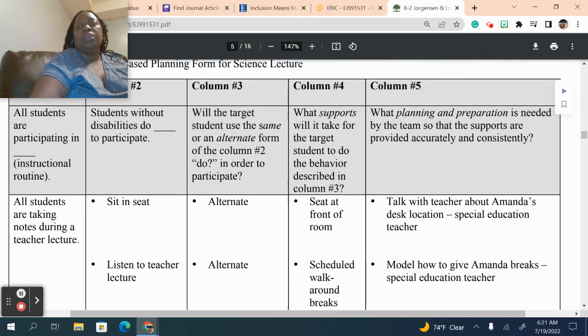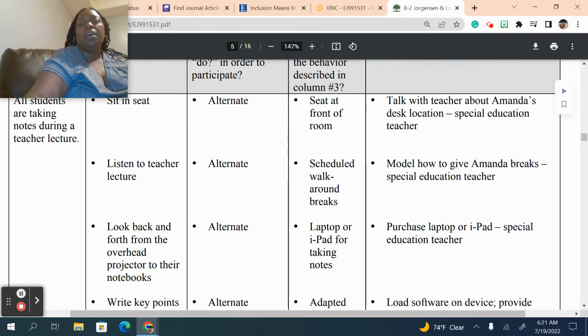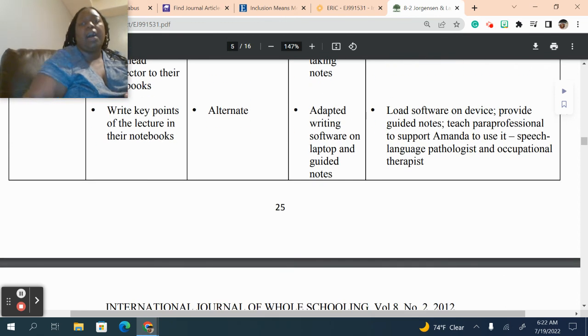And then you see what planning or preparation is needed. So here you have talk to the teacher about the desk location. You know, model up. Here we got some coaching happening. Modeling how to give the student breaks. The special education department already has purchased a laptop or iPad, loading specific software to the device. You don't know how helpful Grammarly can be until you use it, or a dictation one that will do speech to text, but also can read for the students. Different things like that you will need to know ahead of time.